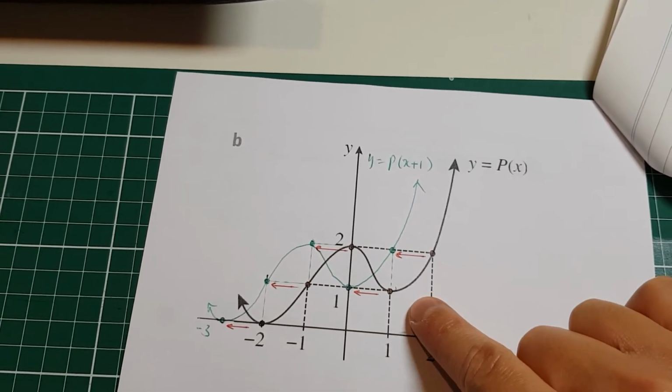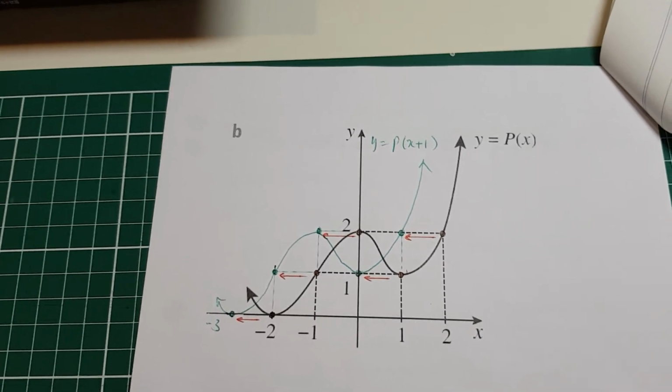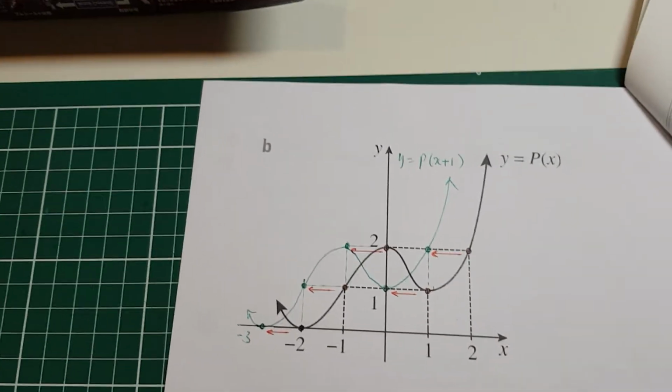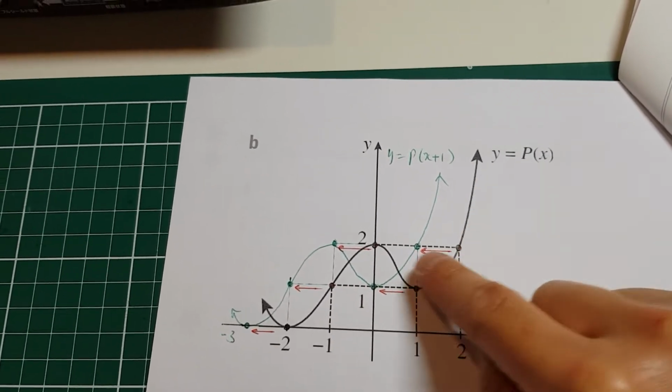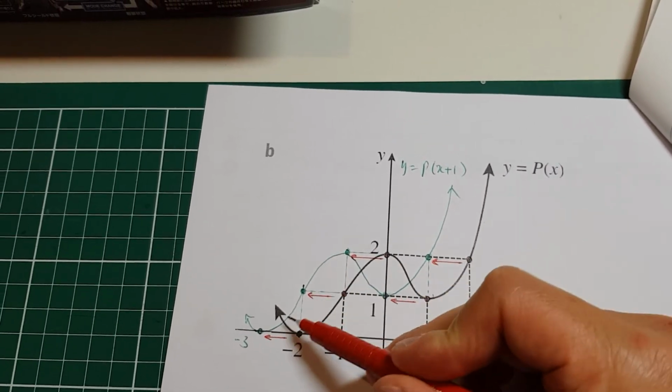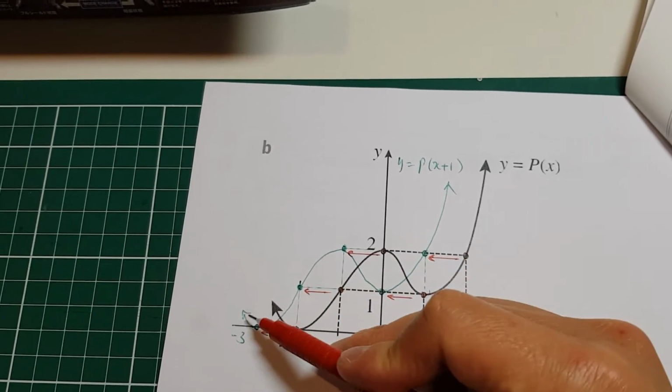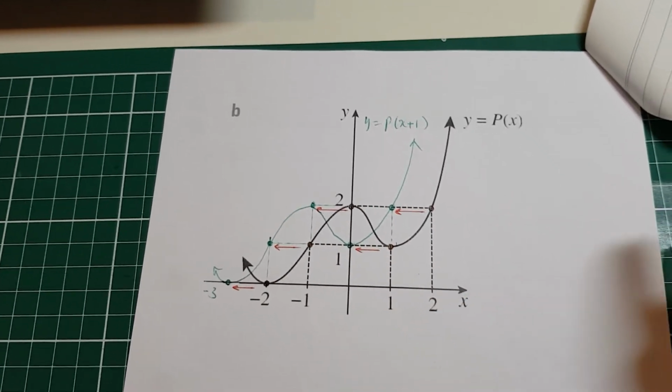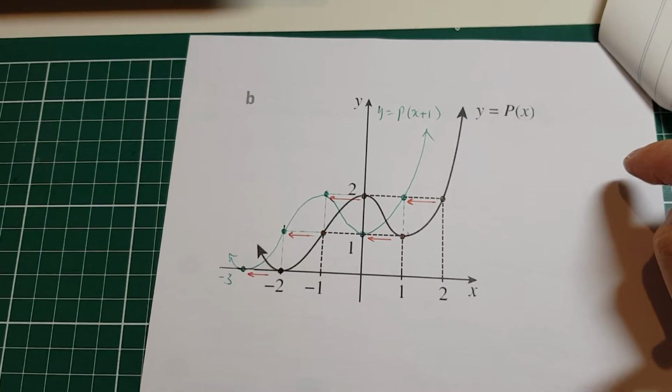Bearing in mind, remember this is all translation. So you're not squashing or squeezing or contracting or stretching any of these parts of the curve. So all you do is shifting. So try to carefully retrace the original curve. Okay, so then you get the green one as the new curve.